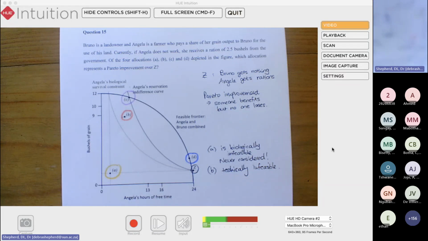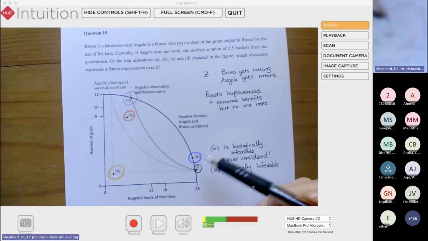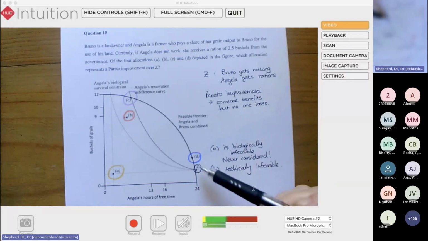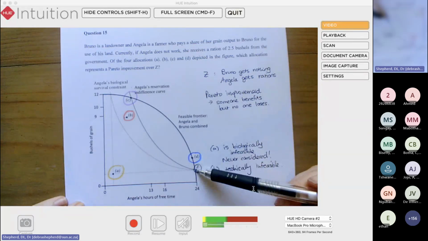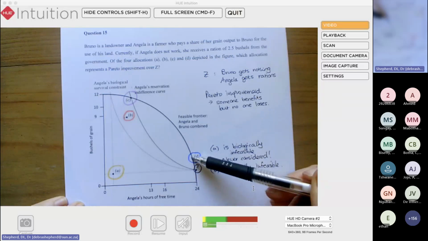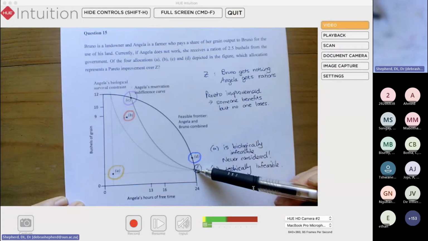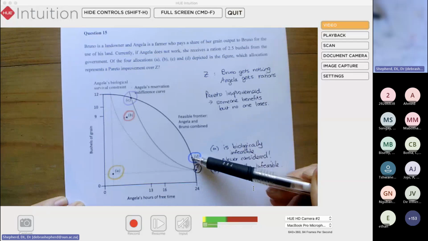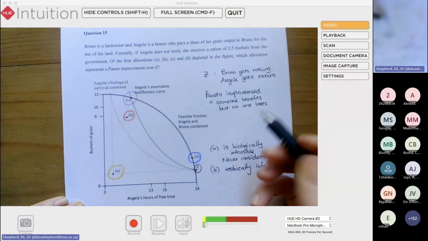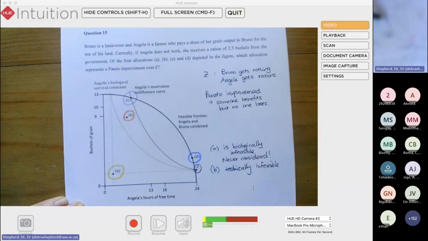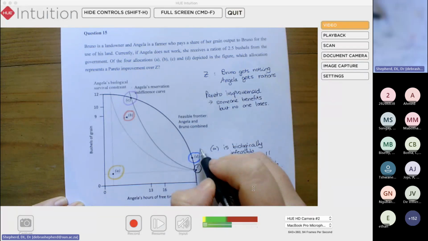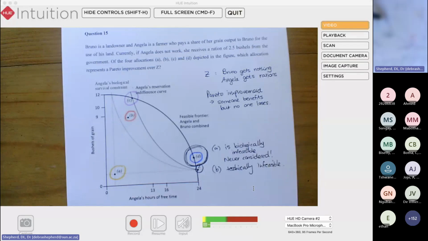Is Angela better off at D than she is at Z? Yes, Angela is better off at D than at Z. Is Bruno better off at D than at Z? No. Okay, so if we compare D to Z, we can see that D makes Angela better off because D lies above her reservation indifference curve. So D gives Angela more utility than does Z. But Bruno is no worse off at D than at Z. So D gives him 0. And so comparing D to Z, this is a Pareto improvement because it's making Angela better off, but it isn't costing Bruno. And so D is the correct answer.